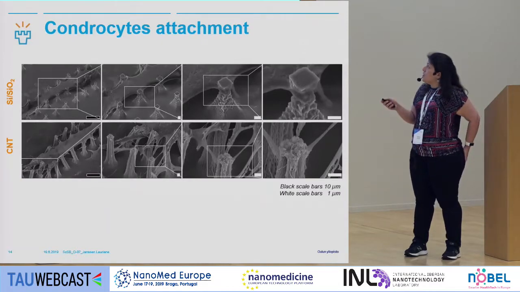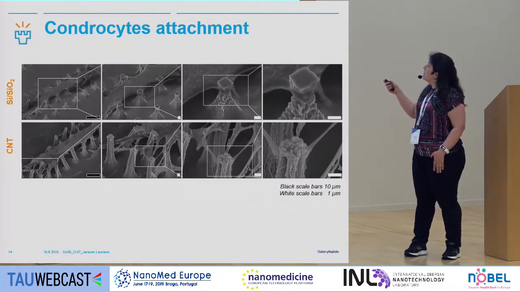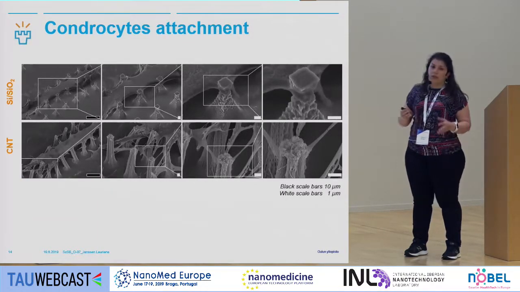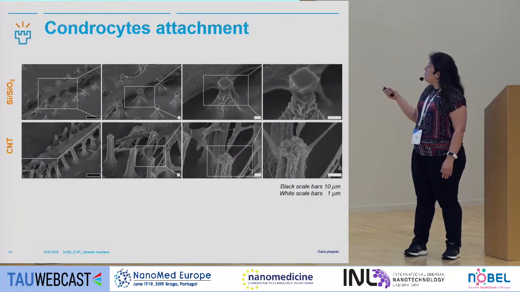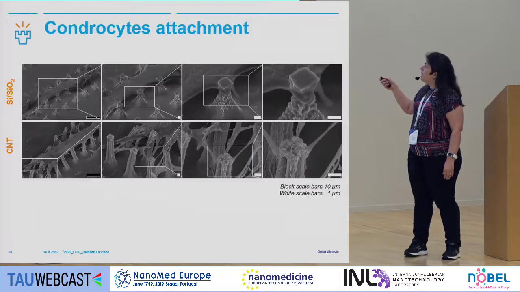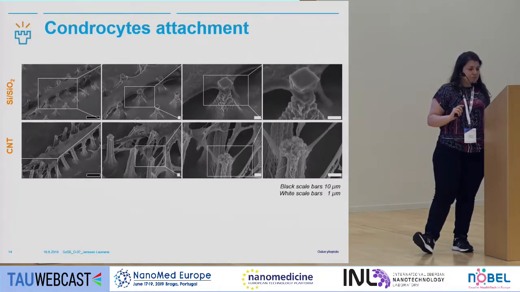In terms of attachment, we observe something very similar to the neural cells: the attachment points of the chondrocytes on silicon grab the whole pillar as a row, but with carbon nanotubes, they do the interaction in this nanoscale structure.